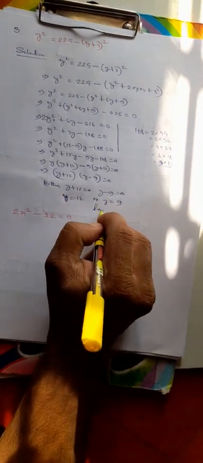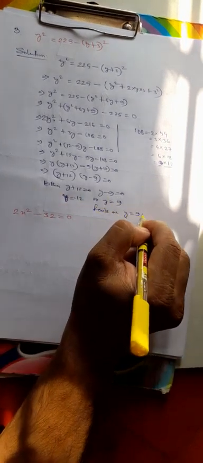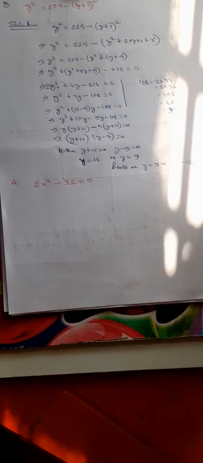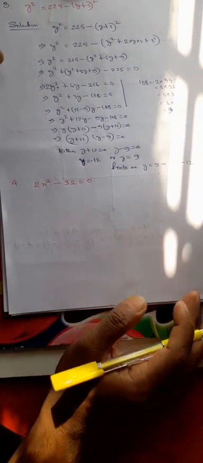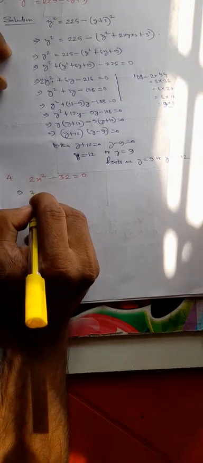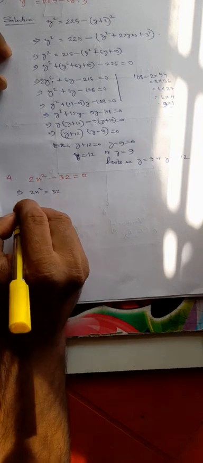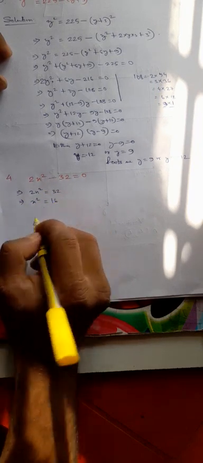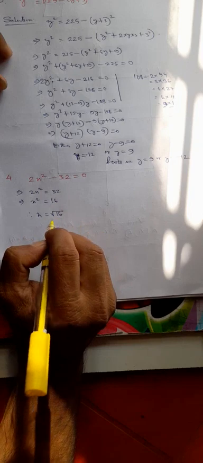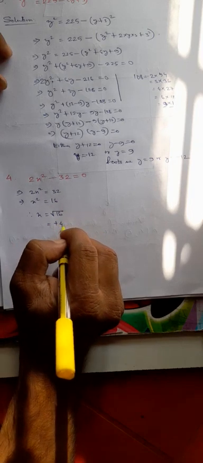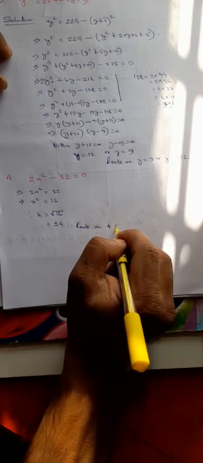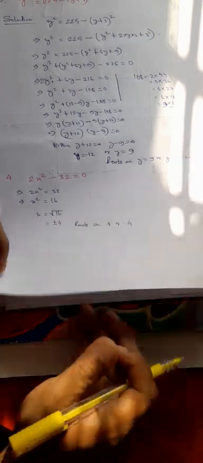Therefore, roots are y equal to 9 or y equal to minus 12, right? Now let's solve this equation. Twice of x square minus 32 equal to 0. This implies twice of x square equal to 32. This implies x square equal to 16. Therefore, taking square root on both sides, x equal to square root of 16. That means plus 4 or minus 4. Therefore, roots are 4 or minus 4. Right?